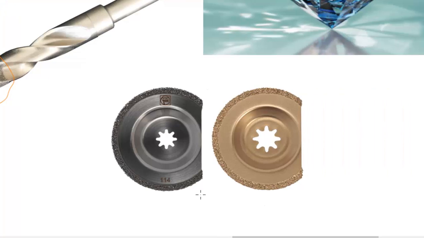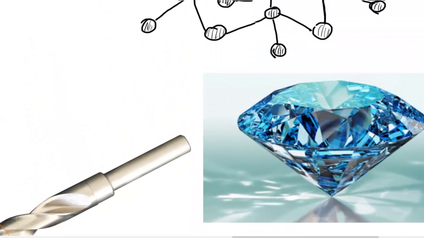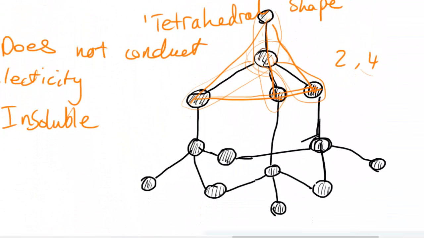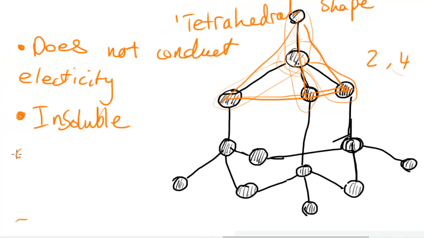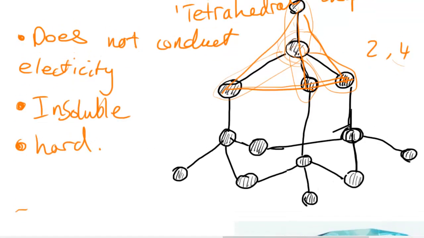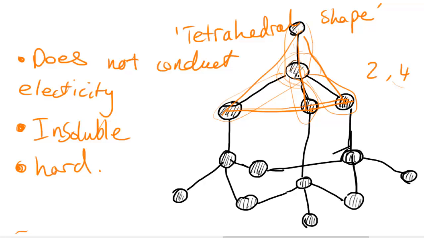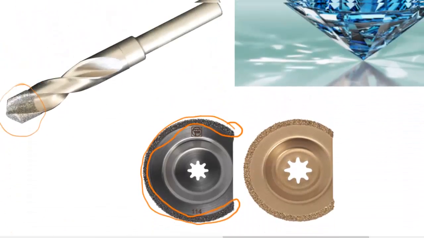And also here we've got a diamond tip saw, so if you look carefully at the rim, the tip of this saw, it's got fragments of diamond on it, and that makes it really strong, so it's able to get through a lot of different materials. So it's not only insoluble, but it's very hard. It's insoluble, it's hard, does not conduct electricity.